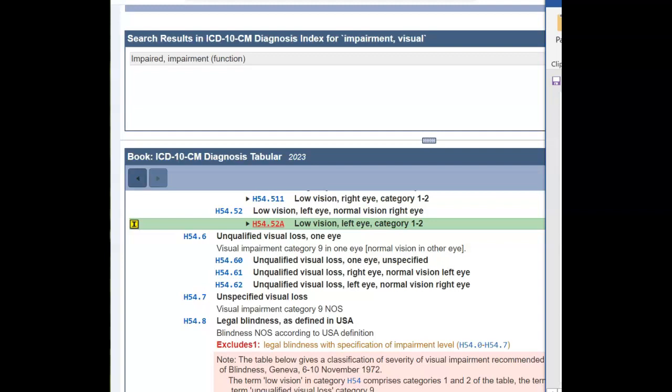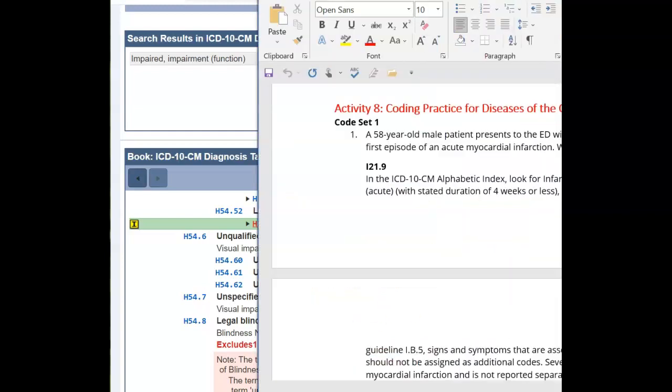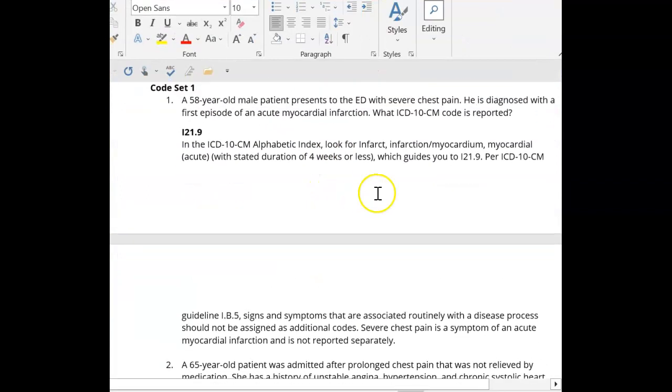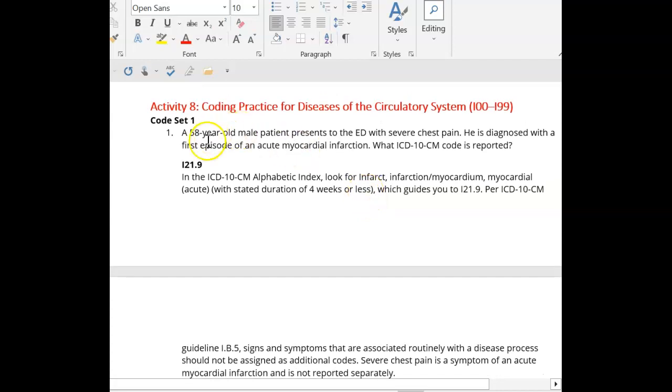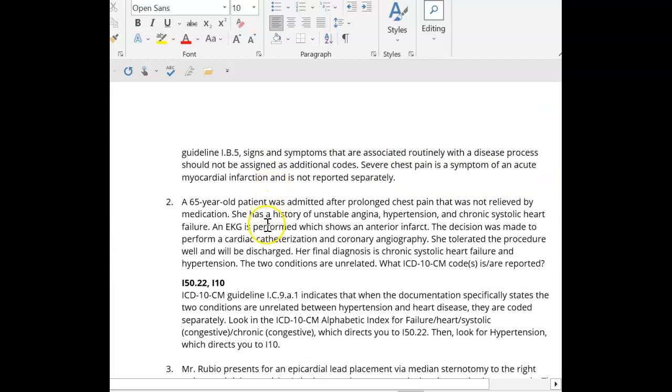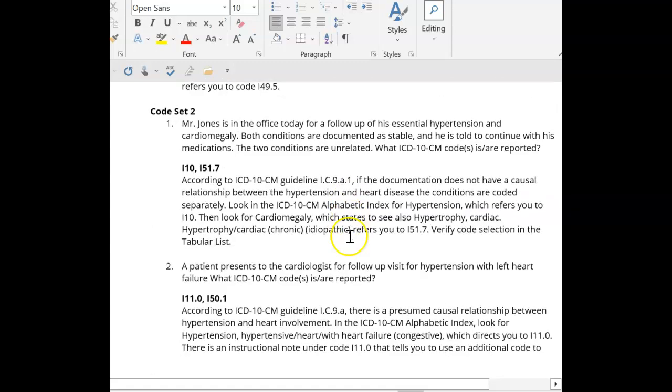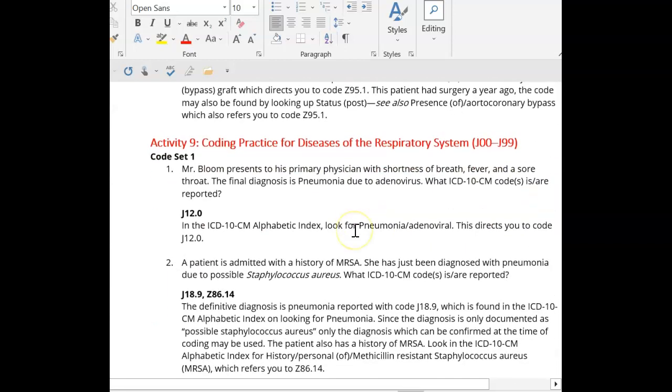All right, so let's go ahead and activity 8, circulatory system. With that one, this could be tricky. Set 1, I21.9, everyone did okay. I think we went through that one in class. Number 2, we do have 2 codes for number 2. We did go through this one in class also for those there, and you need both of them.